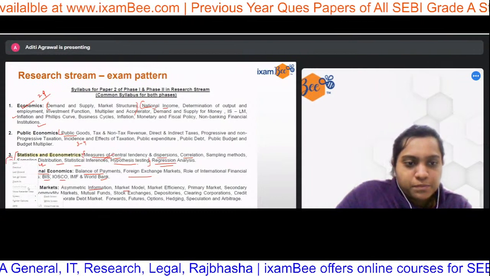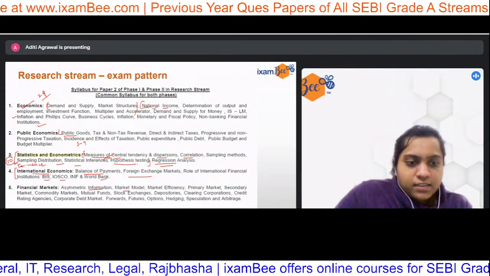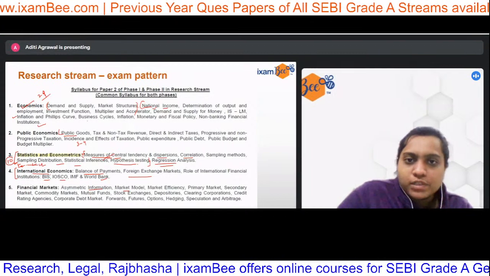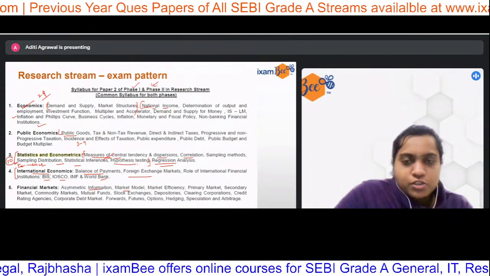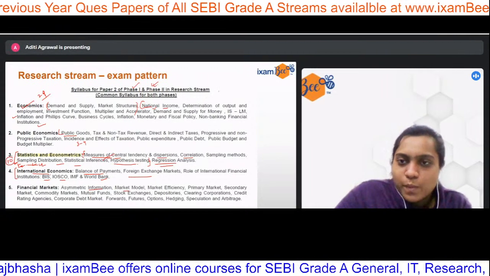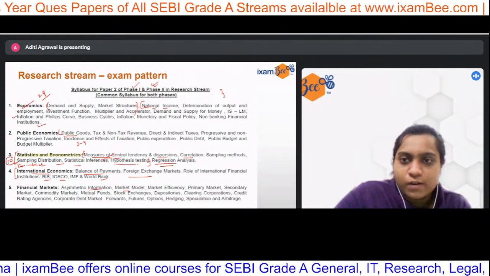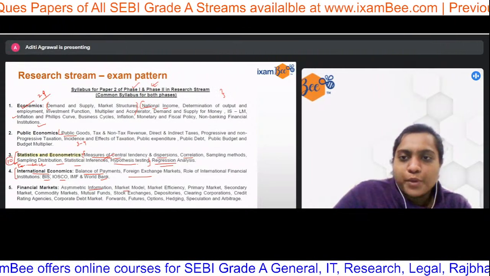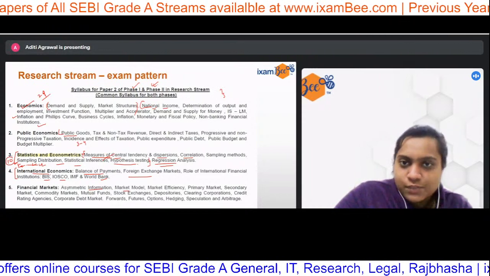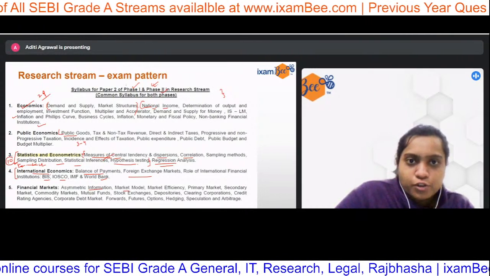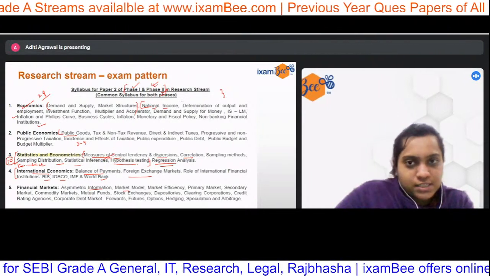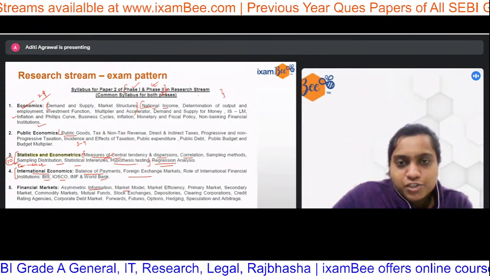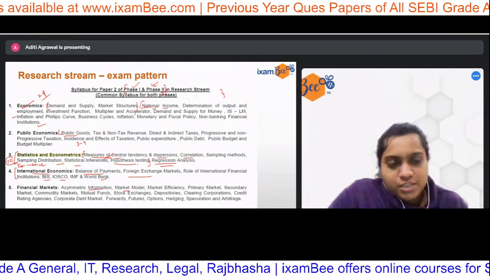The syllabus is common for both the phase 1 and the phase 2 examination. So if you prepare well for the phase 1 examination, you don't need to go beyond the syllabus and do something else for the phase 2 examination. The preparation for phase 1 and phase 2 can be done simultaneously, just that the level of questions will be higher in the phase 2 examination.